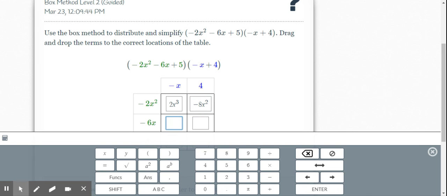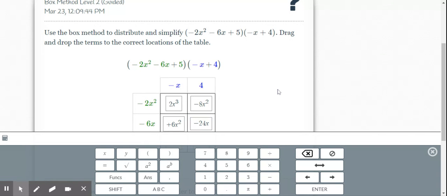And then here I have my -6x times my x. So that's going to give me a positive. I'm going to write this as a plus. You don't have to if you don't want to, but I'm going to plus 6, and then it's x times x, which would make x squared. And so that way I can see my signs as well as my numbers and exponents and everything. Here I have my -6x times 4, which would make a -24x.